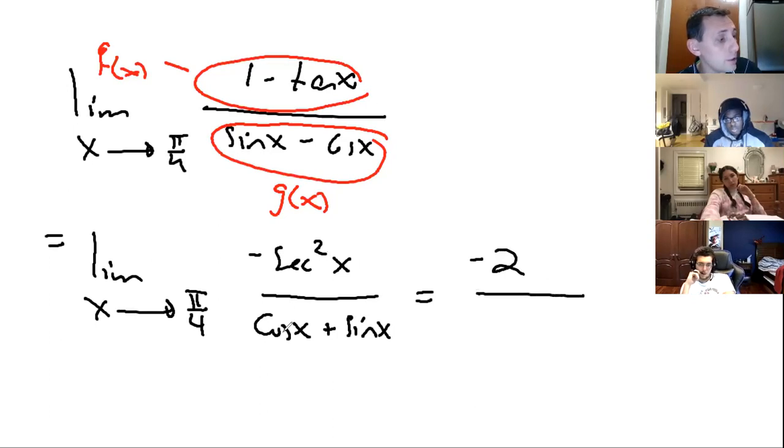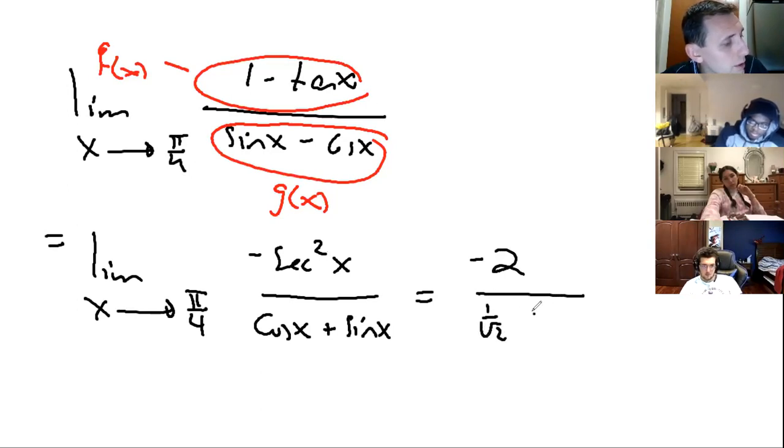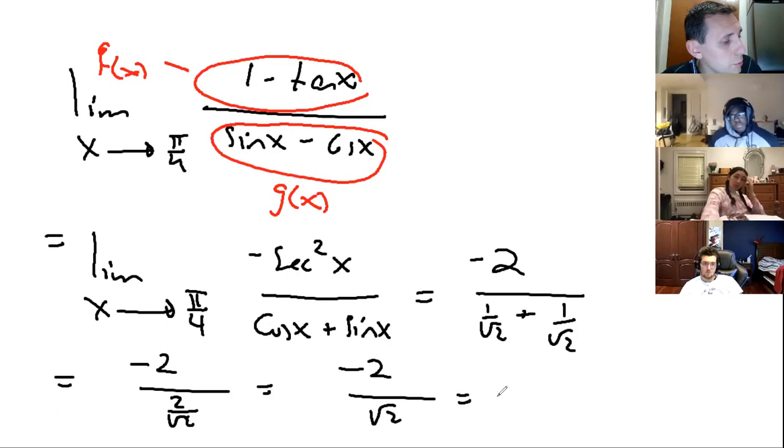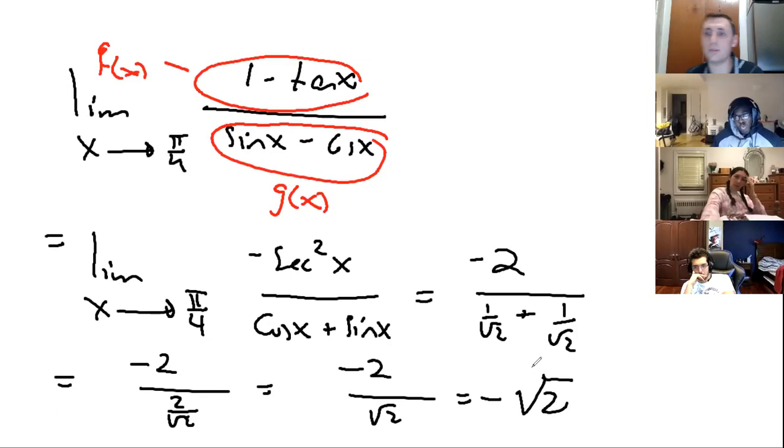And here I have cosine of pi over 4, which is 1 divided by square root of 2, and sine of pi over 4, which is 1 divided by square root of 2. Altogether, we have minus 2 divided by 2 over square root of 2, or minus 2 divided by square root of 2. And 2 divided by square root of 2 is square root of 2, so minus square root of 2. Yes? So that's doing the same thing very rapidly without the extra steps.